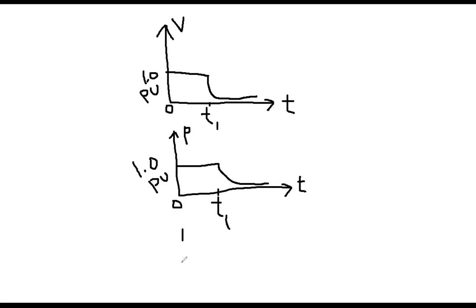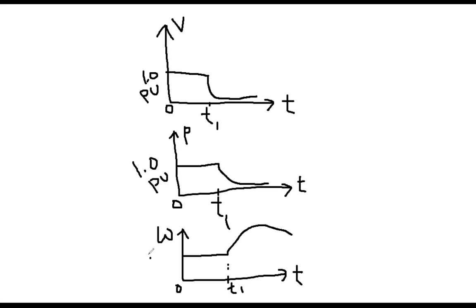And then the speed thing, the speed, which is omega, again, that was constant. For example, speed will go fairly high. It will look like that. After a long time, it will come back, but it will go very high. And this point is your fault point, which is that T1. So again, initially assume that it was 1.0 per unit value.